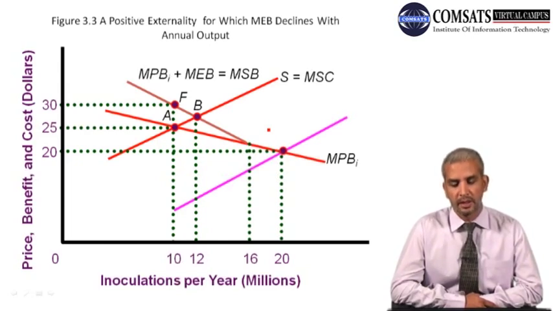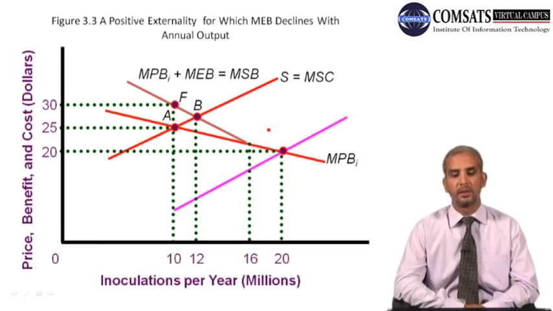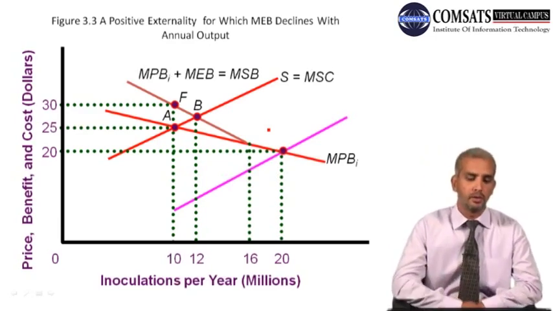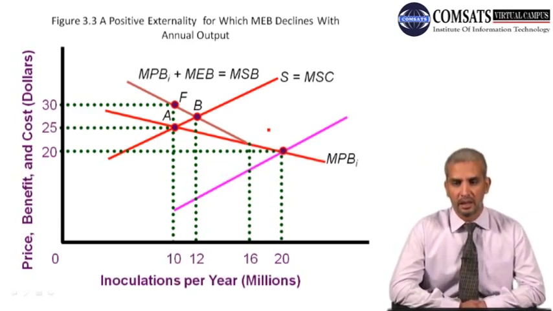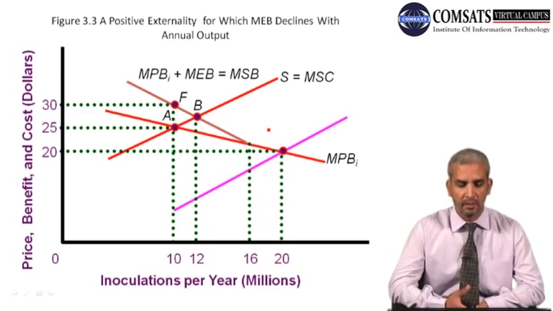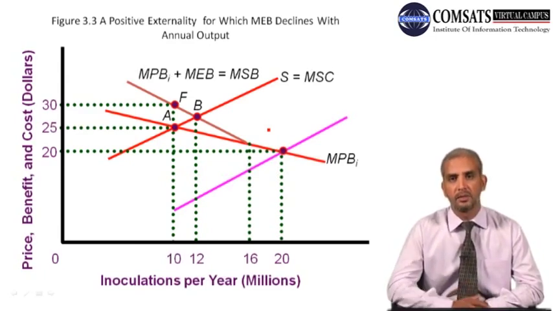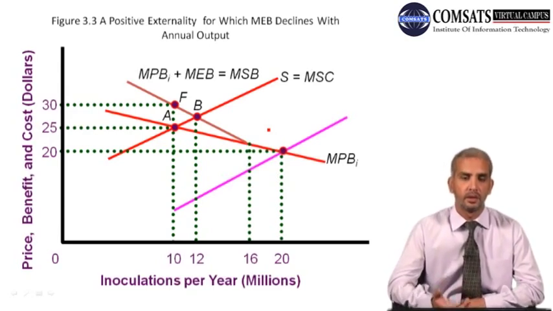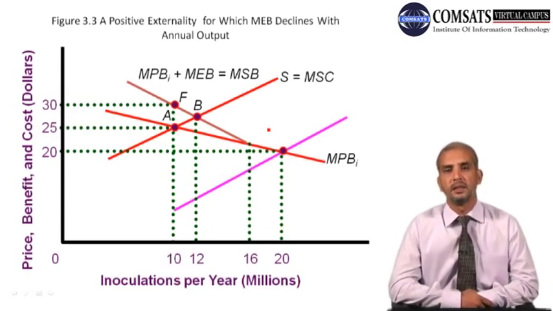But if we consider a marginal external benefit, the marginal external benefit is declining with the increase in the annual output, because when more and more people are vaccinated, the total economic or social benefit reduces, because there is lesser risk of being affected by that disease.